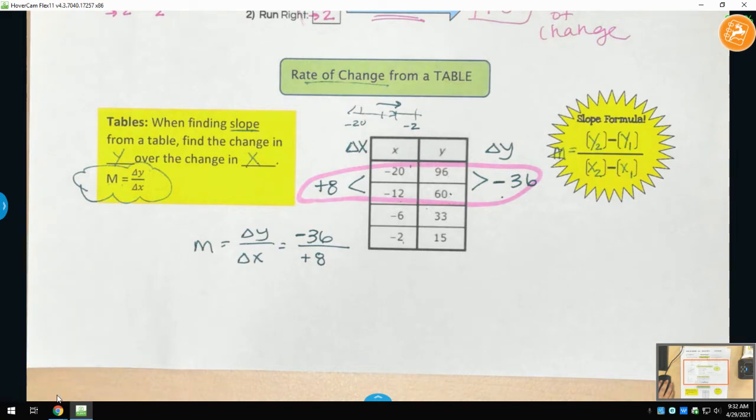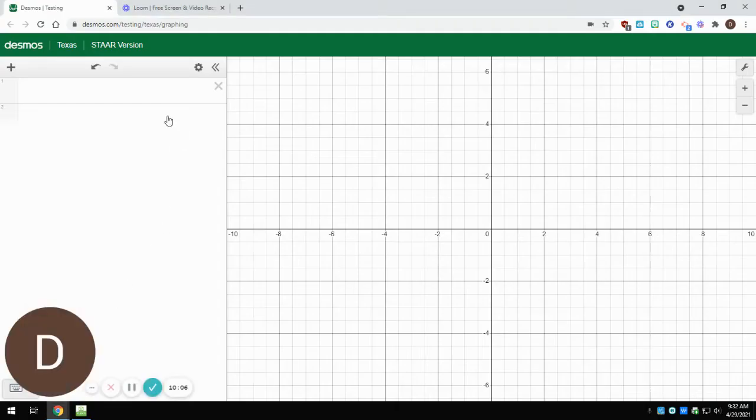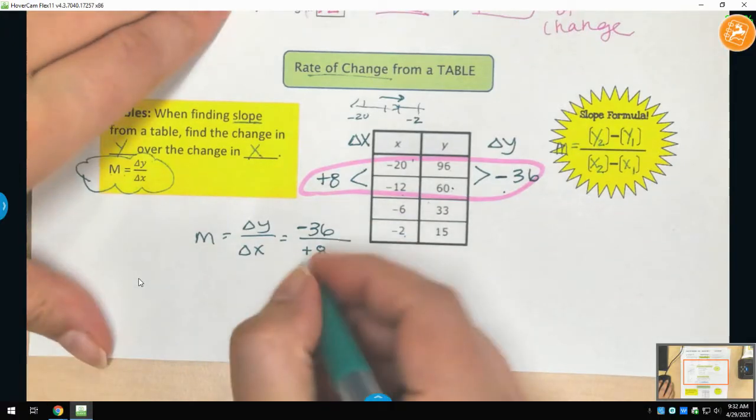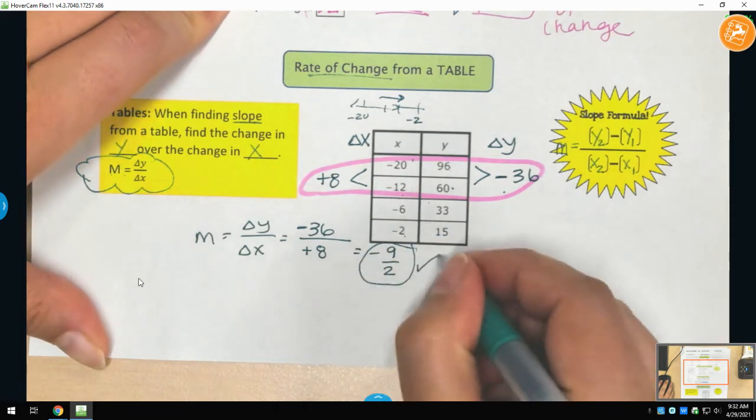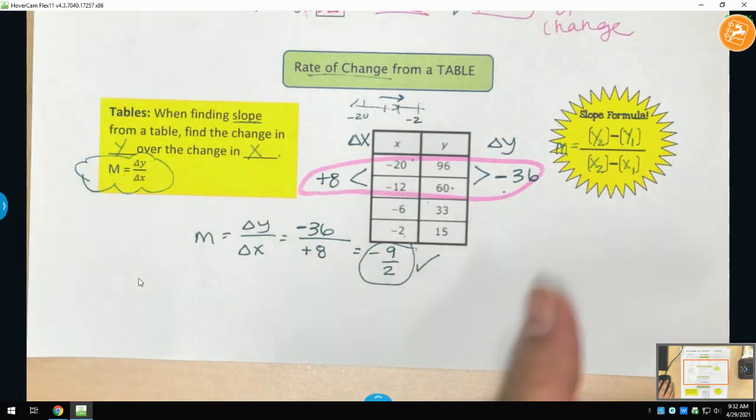So your answer choices are going to be simplified, so we need to be able to reduce that fraction. So negative 36 divided by 8. If you have decimal answers, that would be the answer you're looking for, but don't forget Desmos can reduce for you. It'll simplify that fraction if you use that key. So negative 9 over 2 is the answer choice we would be looking for. Okay, that's our winner. That's our rate of change.